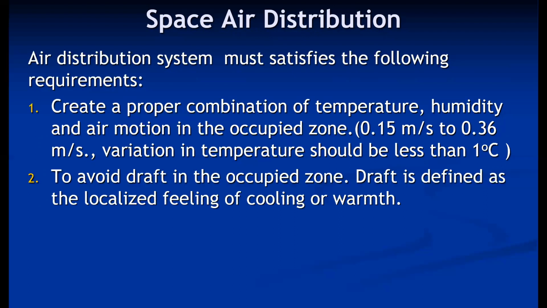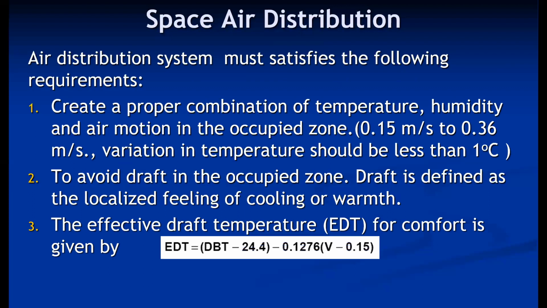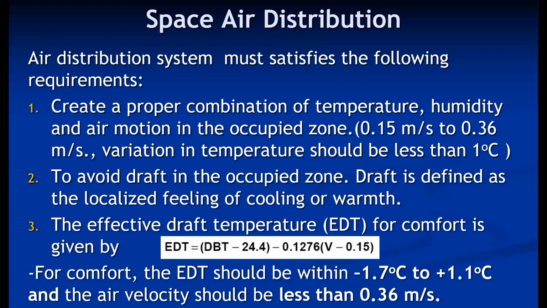Then, to avoid draft in the occupied zone: draft is defined as a localized feeling of cooling or warmth. Whatever the distribution system, it should not create any kind of draft because it causes discomfort for the human being. To measure this draft, one terminology is used, called the effective draft temperature (EDT) for comfort conditions. It is given by an expression that is a function of dBT and velocity. For comfort, the EDT should be within minus 1.7 degrees Celsius to 1.1 degrees Celsius.